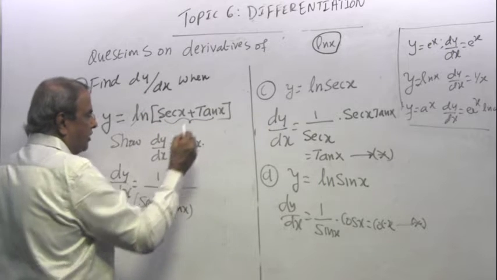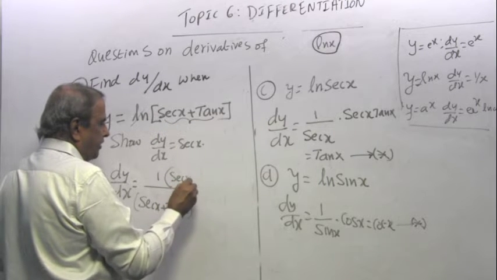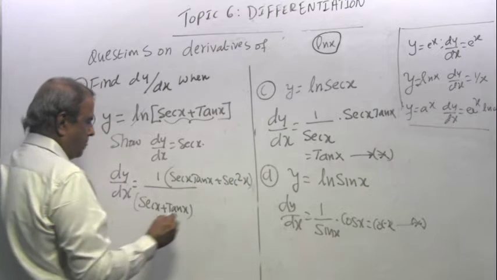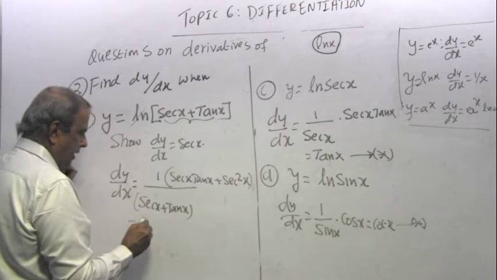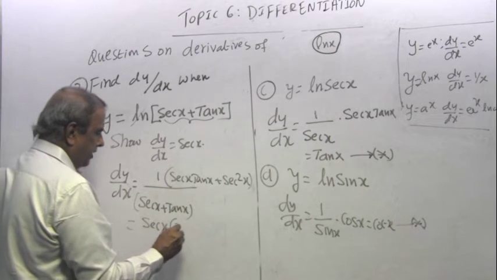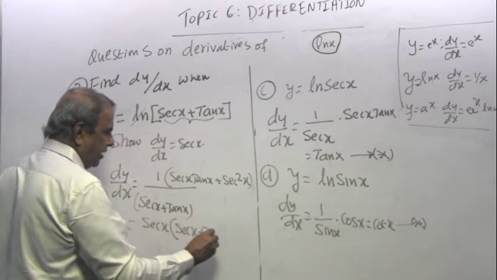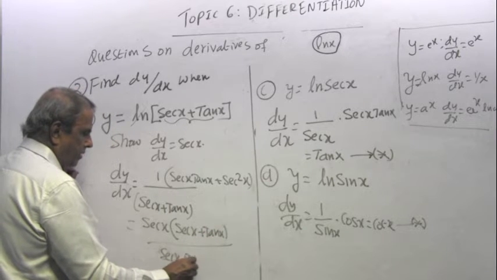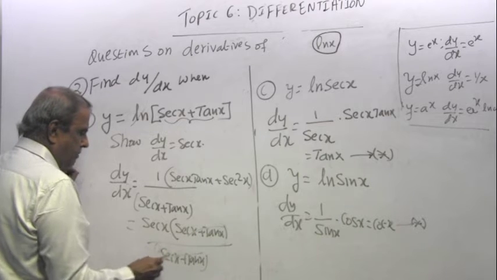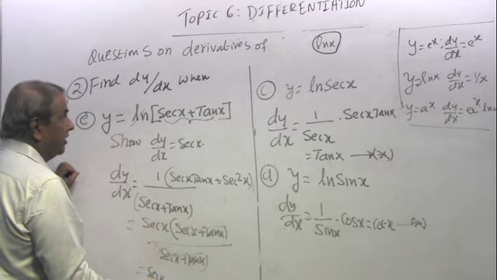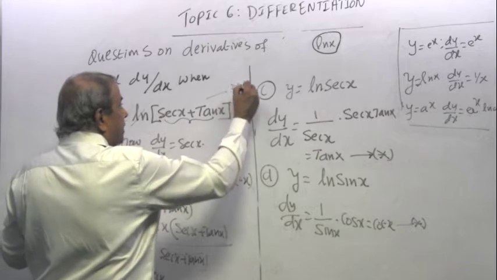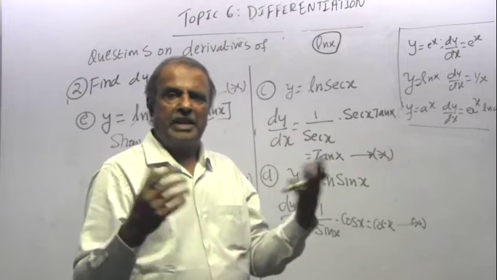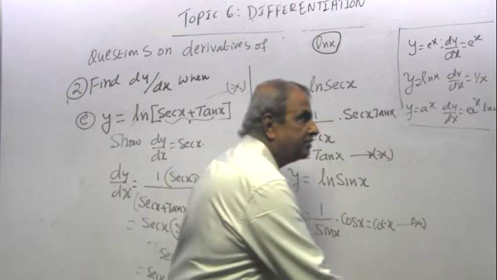I need to differentiate what is inside. Sec x gives you sec x tan x, plus tan x gives you sec squared x. What common factor can I remove in the numerator? Sec x. What am I left with? Sec x plus tan x. In the denominator, what am I left with? Sec x plus tan x. Pop, pop. The answer is sec x. This is another result I want you to remember, because when you integrate sec x, you will get ln sec x plus tan x. Alright?